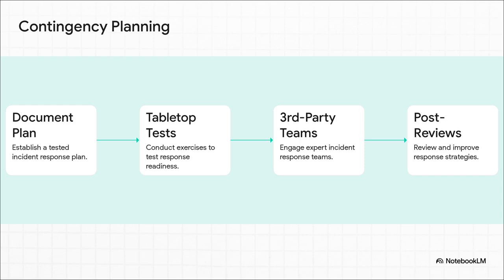Step 2 demands tabletop exercises. Think of these as your organizational fire drills. You absolutely have to build that muscle memory before an actual crisis hits. Step 3 secures third-party response teams for escalation, and Step 4 mandates post-incident reviews to continuously improve your strategies. You have to live and breathe this cycle.